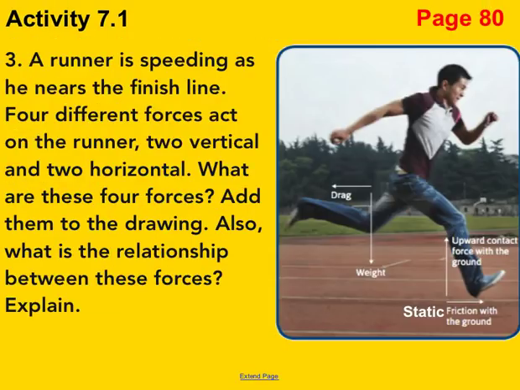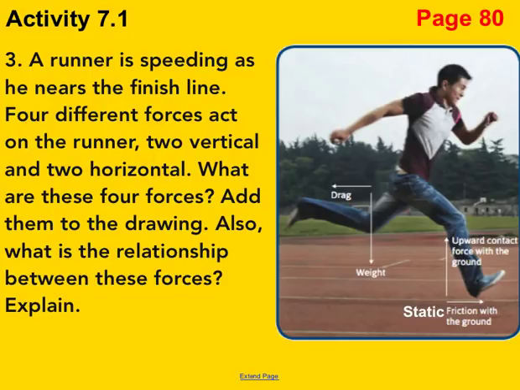Now, let's look at the third one. A runner is speeding as he nears the finish line. And I know you look at this picture and say, okay, if this kid's in track, why is he running in jeans? I don't know. It's just a picture that the book provided us with.